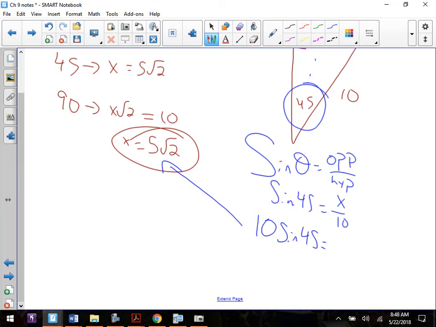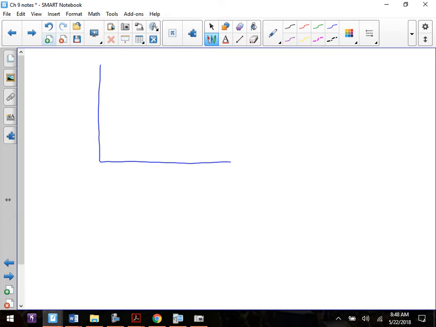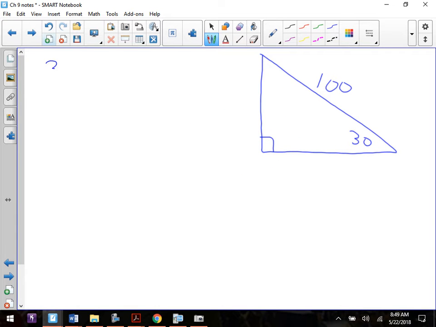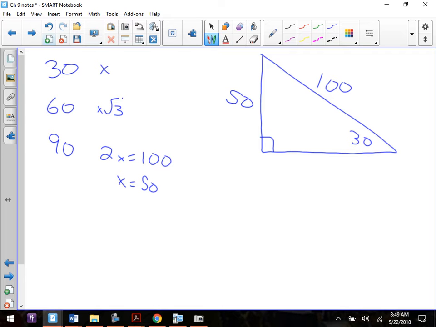Next one, we've got a 30-60-90. So when you have 30, 60, 90, you've got your x, x root 3, and the 2x. In this case, we know again across from the 90. So your 2x value is equal to 100, means x is 50. So across from the 30 is 50. And then the other side, 50 root 3.